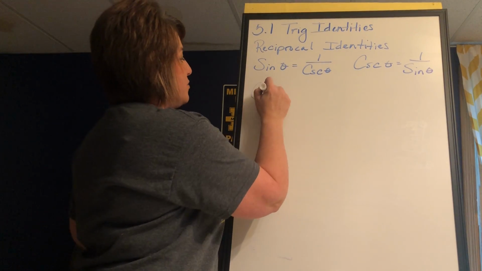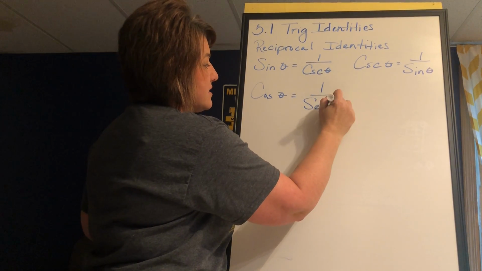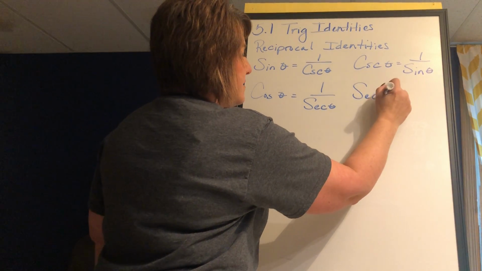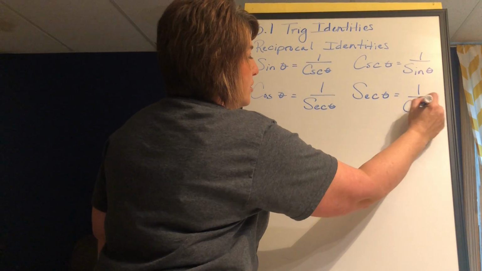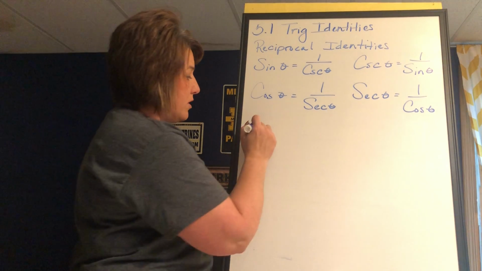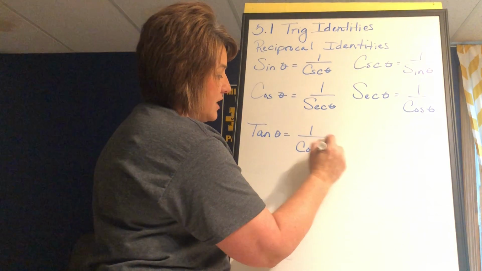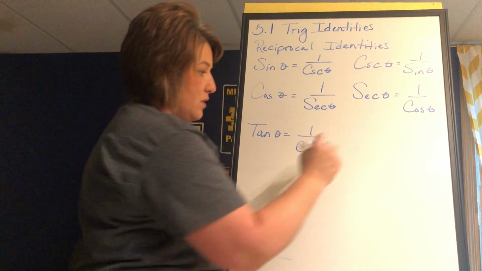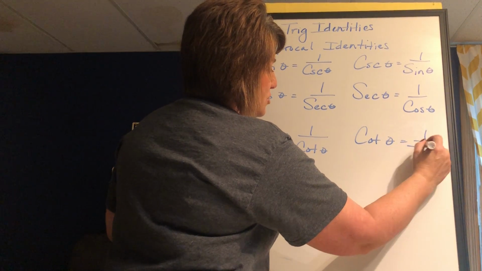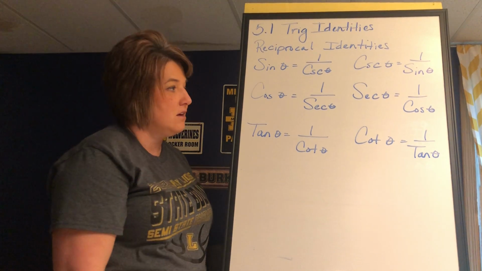So here's our sine and cosecant as our first two. Our next pair would be cosine of theta is equal to 1 over the secant of theta. And since those are reciprocals, we could also say that the secant of theta is equal to 1 over cosine of theta. So there's two sets. We have one more, which is tangent theta. Tangent is equal to 1 over the cotangent of theta. And we have cotangent theta is equal to 1 over tangent theta. So there's your 6 reciprocal identities.